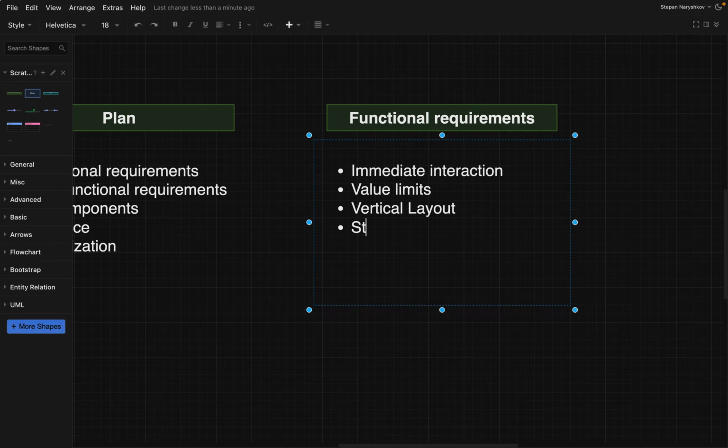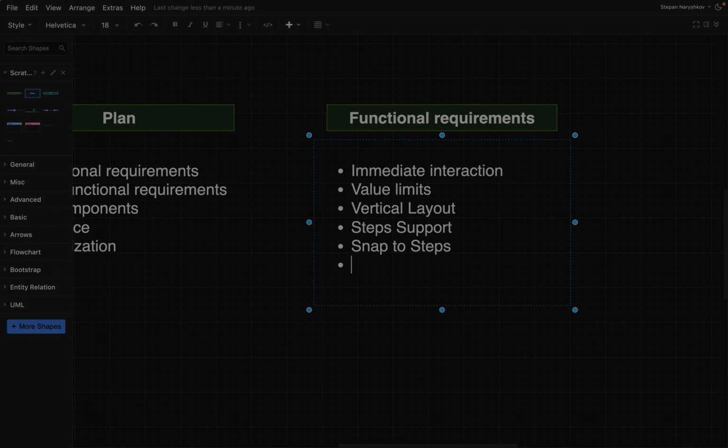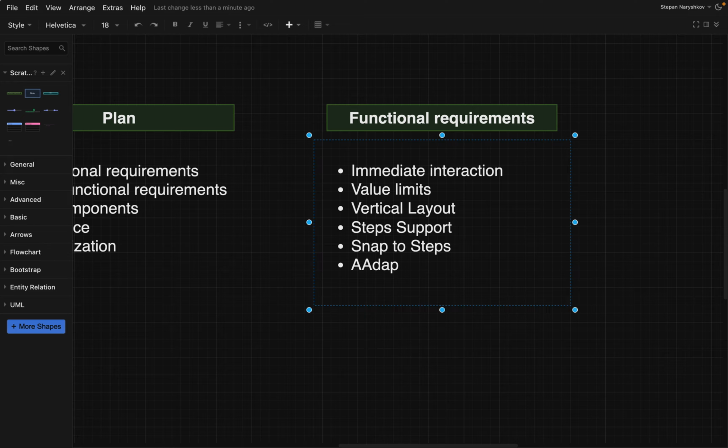The next one is step support. The step attribute specifies the interval between numbers. Snap to steps. The slider's thumb moves to the closest valid number by itself to help users pick exact values. Adaptability for direction. Sliders should work both ways, left to right and right to left, for different reading styles.